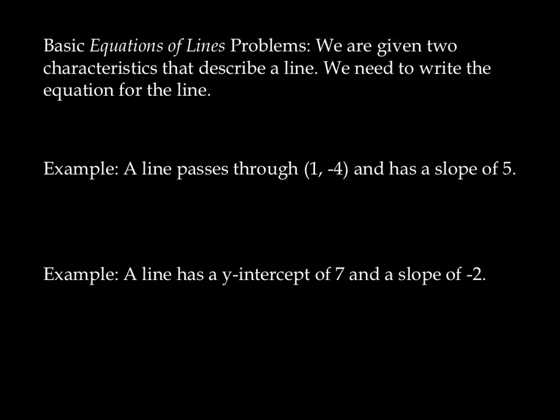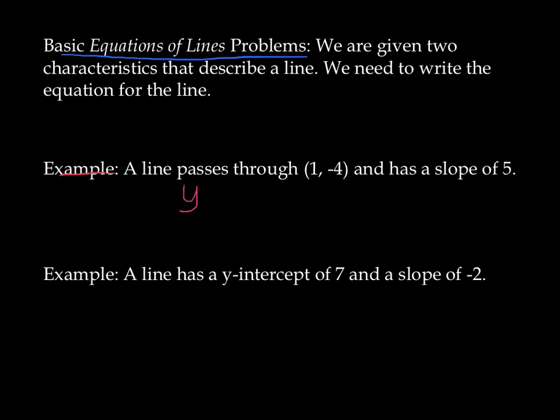Okay, here's the basic equations of line problems. They always give you two characteristics that describe a line, and we need to write the equation for the line. So two basic examples here are given. The first example, a line passes through 1, -4, and has a slope of 5.